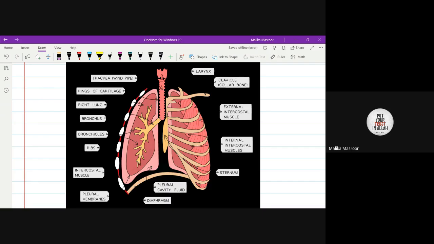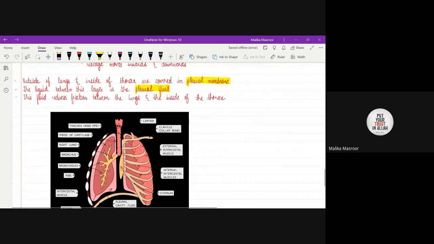Is this clear? The function of pleural membrane and pleural fluid. Anyone any questions? Yes, questions please.